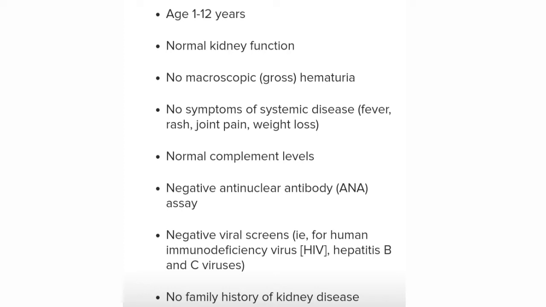The criteria are: age should be 1 to 12 years, normal kidney functions, so RFT should be normal, and no macroscopic hematuria; gross hematuria should not be present. Microscopic hematuria can be present, but macroscopic or gross hematuria is not a feature of typical nephrotic syndrome. No symptoms of systemic disease like fever, rash, joint pain, weight loss should be present. Normal complement level; hypocomplementemia is seen in MPGN as well as in SLE. Negative antinuclear antibodies, negative viral screen for HIV, HBV, HCV, and no family history of kidney disease.